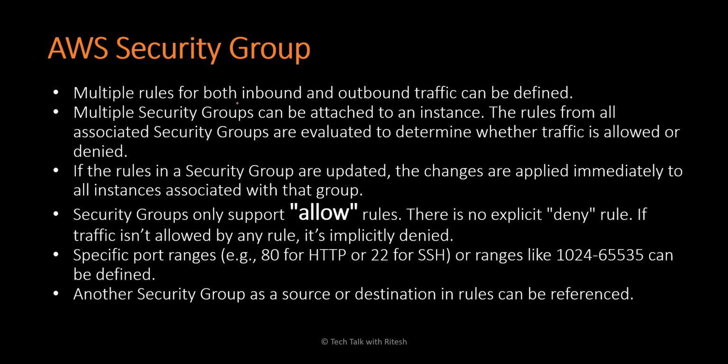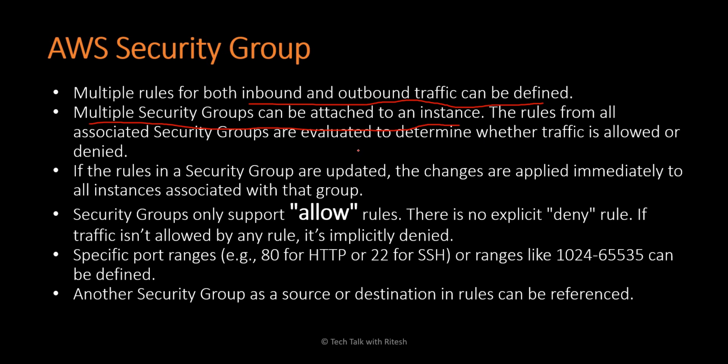Okay, multiple rules for both inbound and outbound traffic can be defined, and that makes sense, right? I can define multiple rules for various ports, various protocols, for different IP addresses, CIDR ranges, etc. Multiple security groups can be attached to an instance. That also makes sense, right? The rules from all associated security groups are evaluated to determine whether traffic is allowed or not.